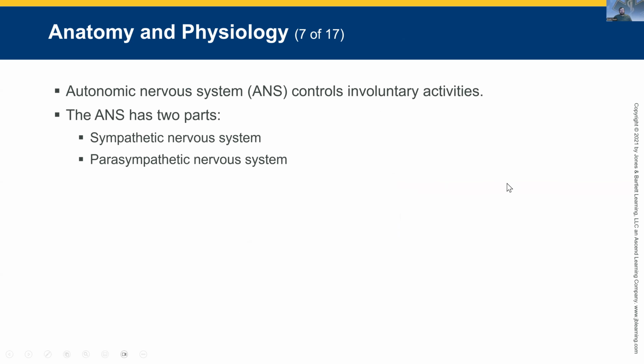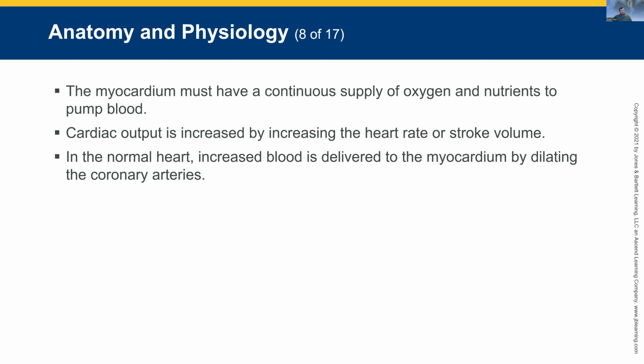Autonomic nervous system, your ANS, controls involuntary activities. The autonomic nervous system has two parts: your sympathetic nervous system and your parasympathetic nervous system. The myocardium must have a continuous supply of oxygen and nutrition to pump blood. Cardiac output is increased by increase of heart rate and stroke volume. In the normal heart, increased blood is delivered to the myocardium by dilating the coronary arteries.